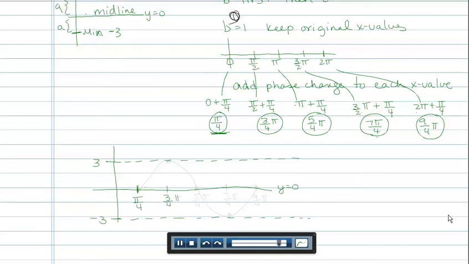3/4 pi, 5/4 pi, 7/4 pi, and 9/4 pi. And it's a sine function and it's positive, so it's going to follow the normal pattern and hit a maximum, intercept, a minimum, and over here. So we're going to do this, and then we're going to do that. And that is the graph for this function.